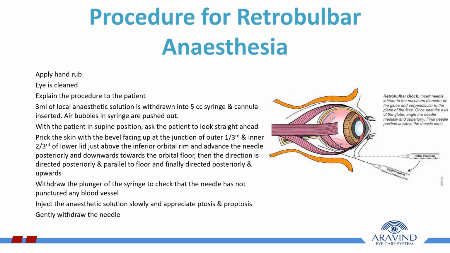Prick the skin with bevel facing up at the junction of outer 1/3 and inner 2/3 of the lower lid, just above the inferior orbital rim, and advance the needle posteriorly and downwards towards the orbital floor. Then the direction is posteriorly and parallel to the floor, and finally posteriorly and upwards. Withdraw the plunger of the syringe to check that the needle has not punctured any blood vessel. Inject the anesthetic solution slowly, appreciate ptosis and proptosis, and gently withdraw the needle.